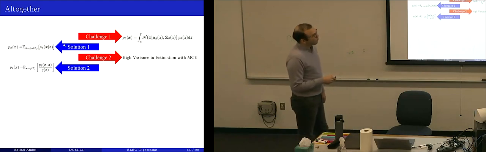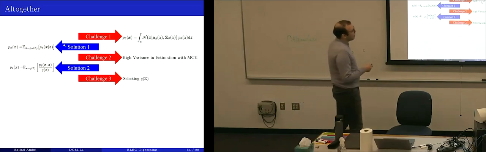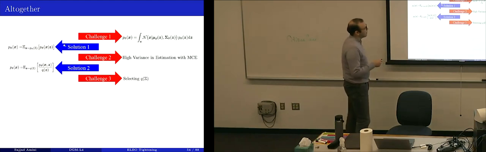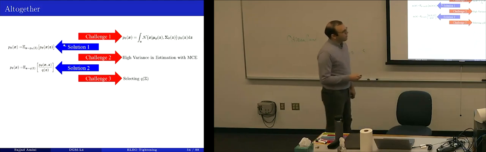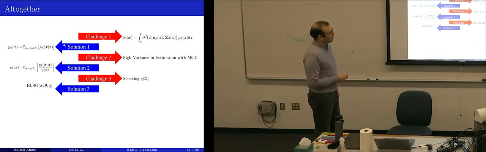The solution for challenge 2 was to replace the prior using another sampling distribution Q. But the problem that this solution creates is that we should select Q now in addition to the model parameters. So we should select Q. What is the suitable Q?